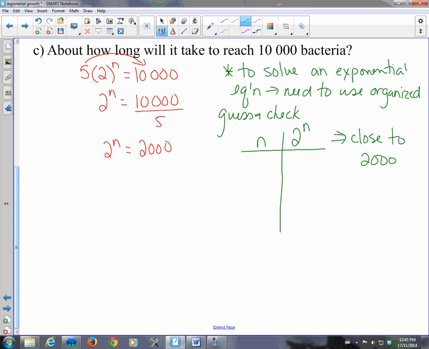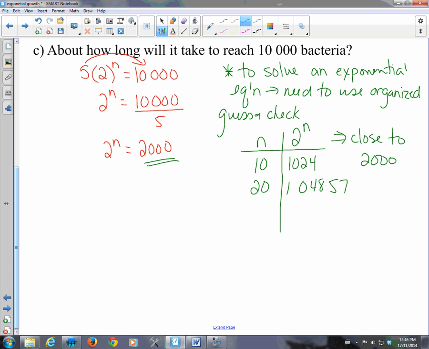So I'm just going to get my calculator out, and I'm going to go 2 to the exponent 10. So 2 to the exponent 10 on my calculator is 1,024. But I'm looking for 2,000. So I'm going to try a bigger number. 2 to the exponent 20. Way too big.